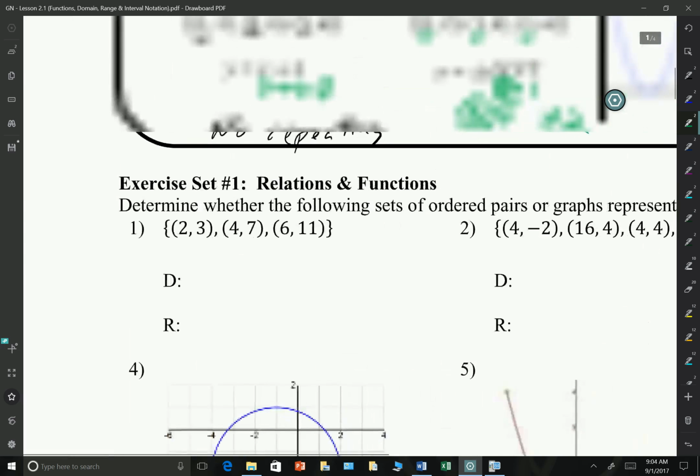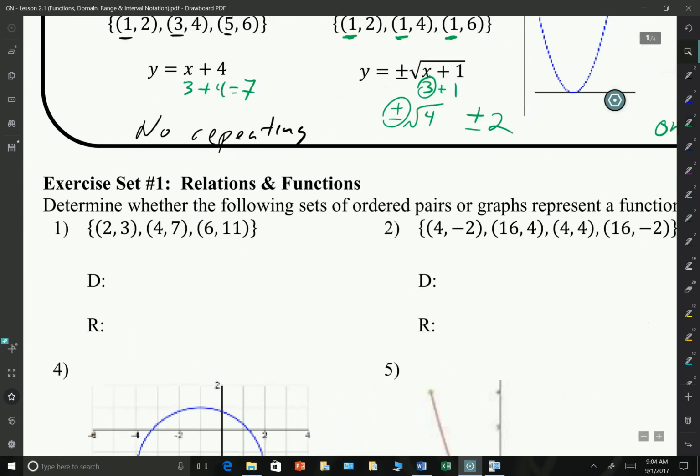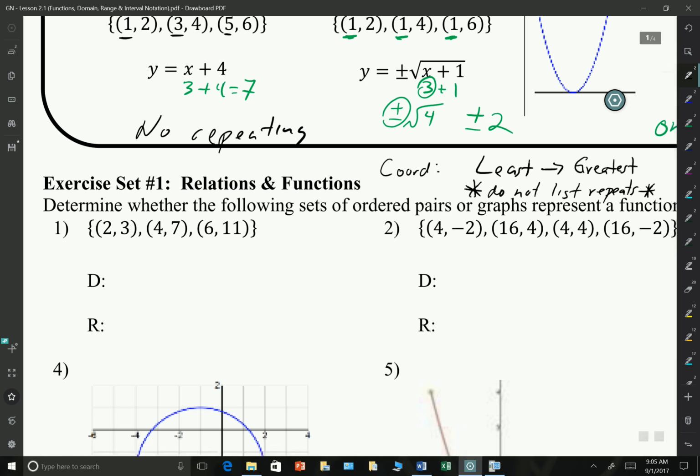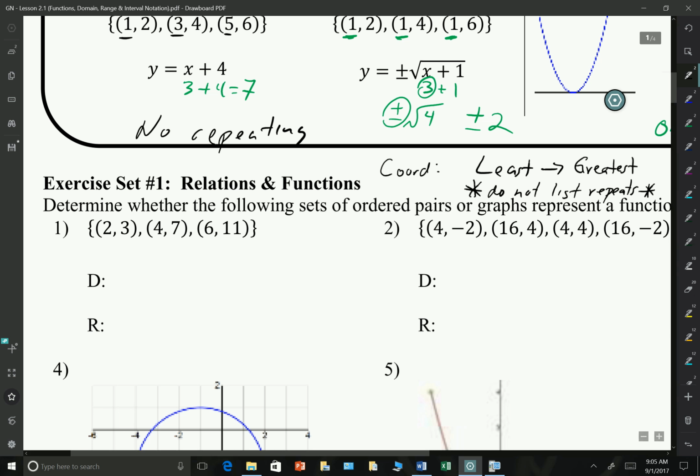When dealing with domain and range, if you're given coordinates, you want to list them least to greatest. Do not list repeats. So in the first one, domain are your x values.